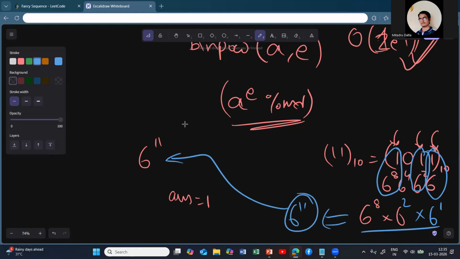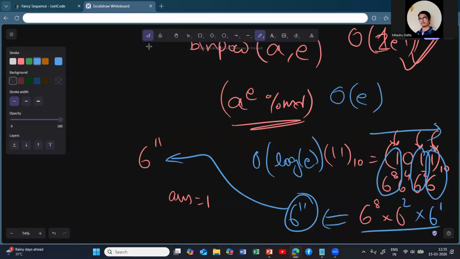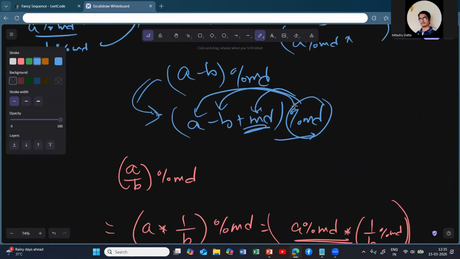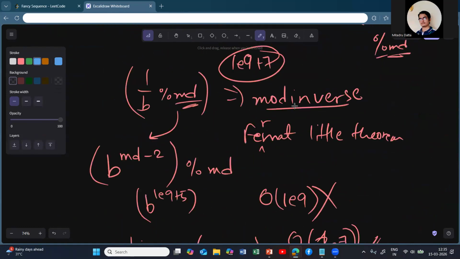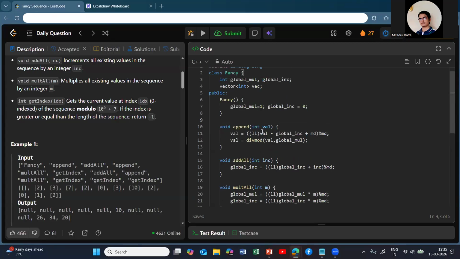So this is known as binary exponentiation. Instead of doing a linear time over E, instead of O of E, your time complexity is nothing but O of log of E, because you are iterating through the bits of E. So you can write this binary exponentiation function. These are all commonly used functions. Binary exponentiation, mod inverse, divmod, these are very commonly used functions in competitive programming. I have explained multiple times also.